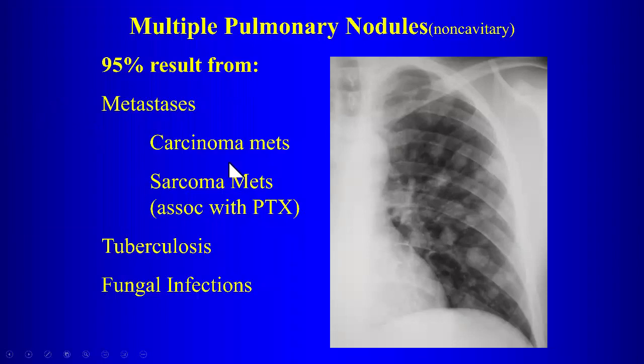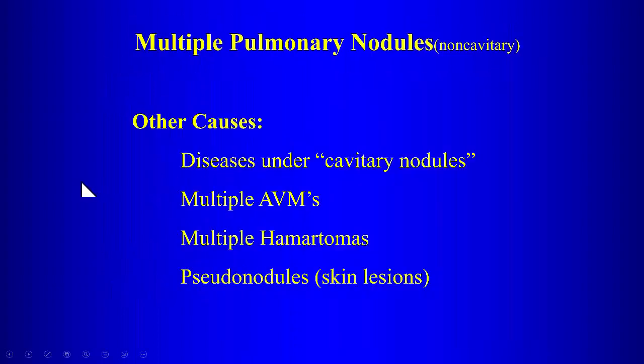especially carcinoma, any carcinomas from anywhere. Sarcoma mets can be associated with pneumothorax, especially osteosarcoma. Other unusual, inflammatory lesions can give you multiple nodules. Infection, TB, fungal infections can also give you multiple nodules. There are some rare causes of multiple nodules, and of course, pseudonodules we can also see with skin lesions.